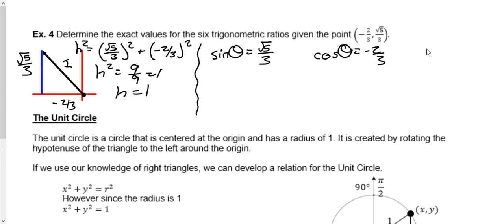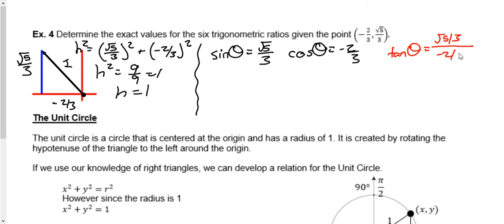Tangent theta, and I ran out a bit of space, I'm just going to move some of this over. Tangent theta, I'm just going to do in red just because it's a bit different. Tangent theta is opposite over adjacent, so this is going to be root 5 over 3, all of that's divided by negative 2 over 3. Well, if you clean this up, the 3's and 3's will cancel, and you're going to be left with negative root 5 over 2. And there we go.